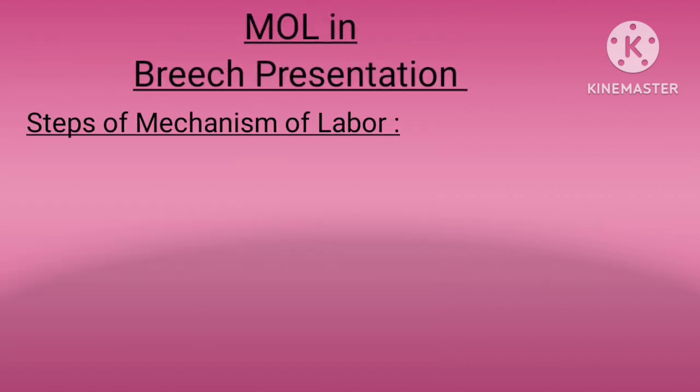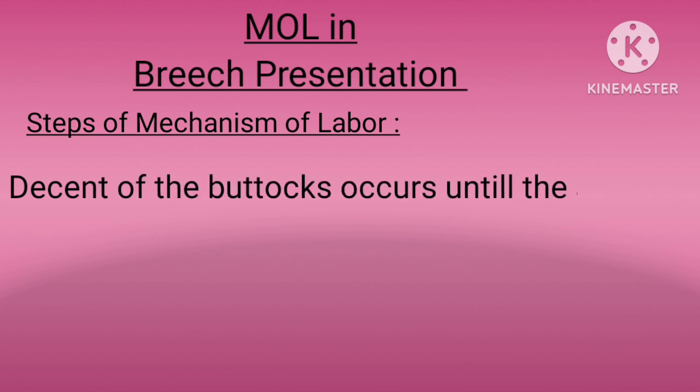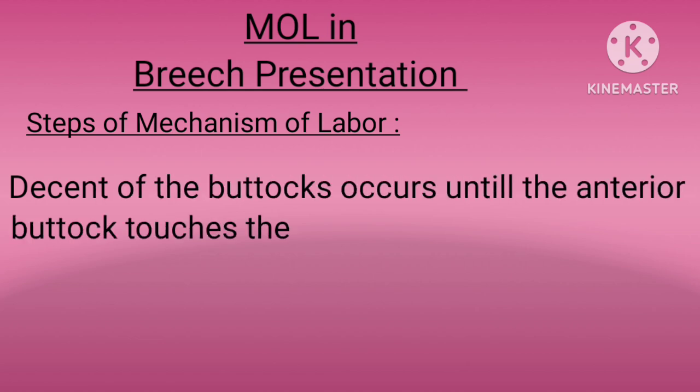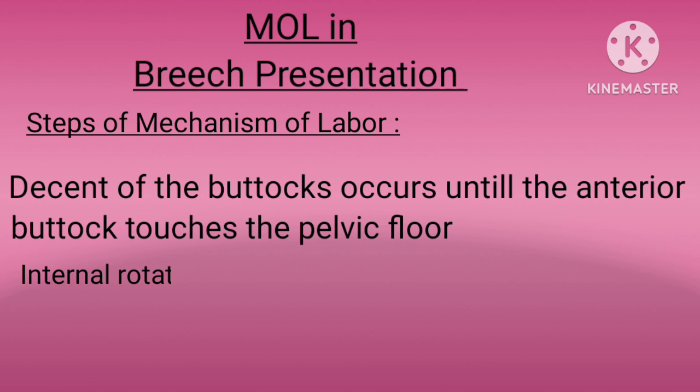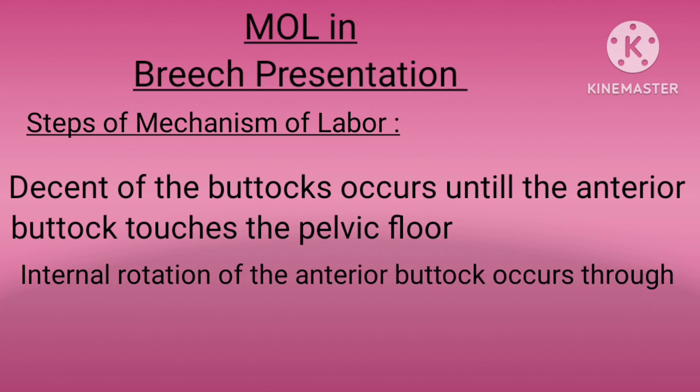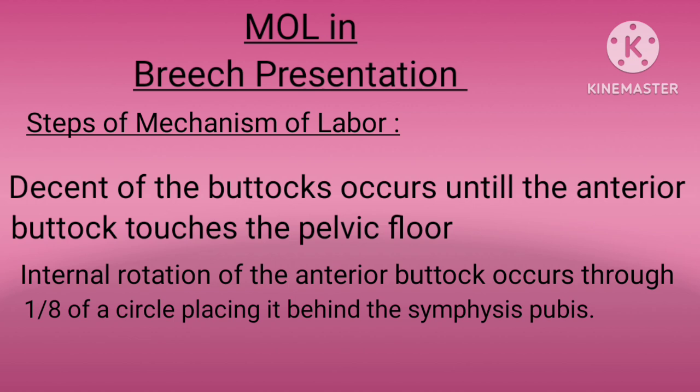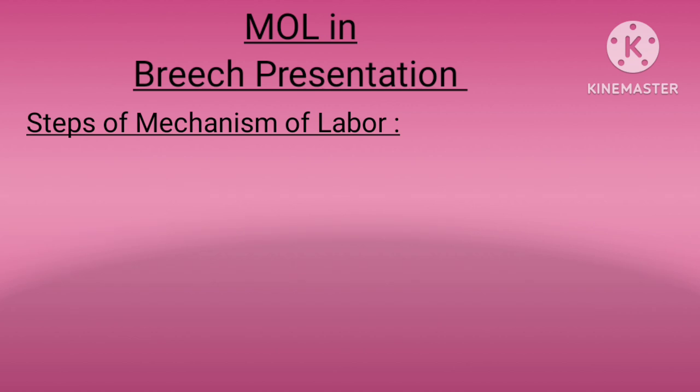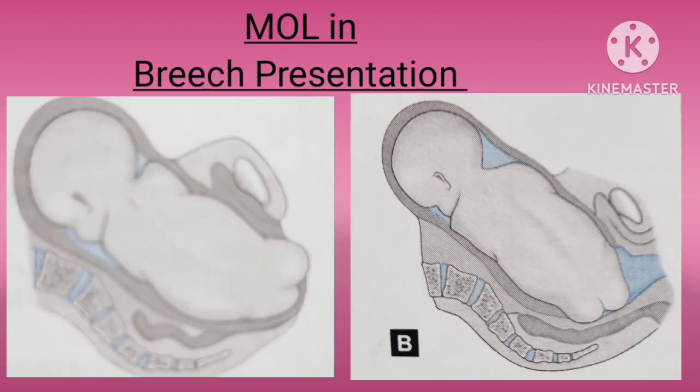Next, descent of the buttocks occurs until the anterior buttock touches the pelvic floor. After that, internal rotation of the anterior buttock occurs through 1/8 of a circle, placing it behind the symphysis pubis. All this phenomenon is the same as in vertex presentation. Only here in breech presentation the buttocks rotate, and in vertex presentation you get the rotation of the head, that is the occiput.